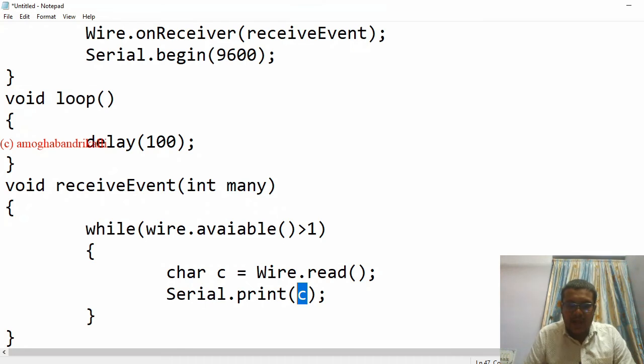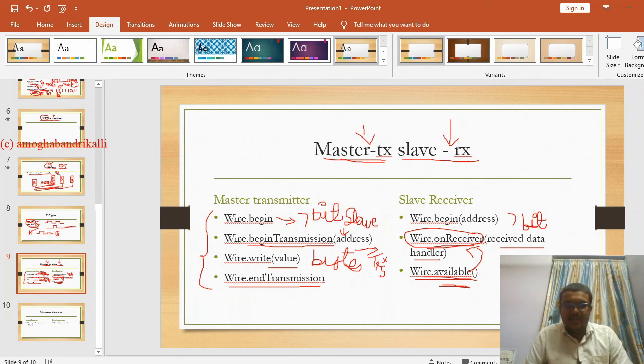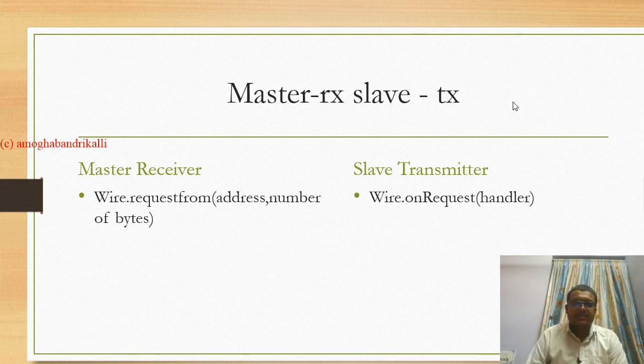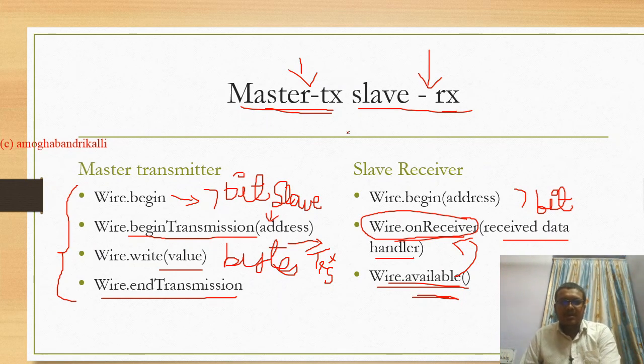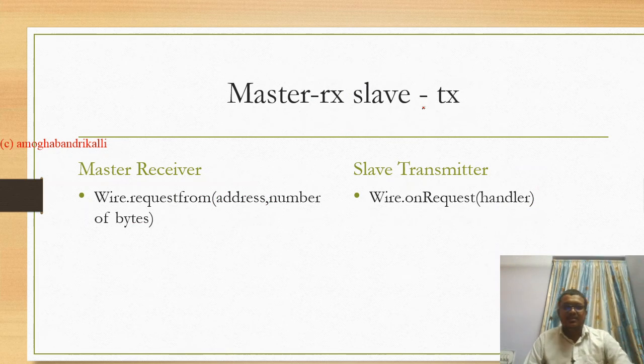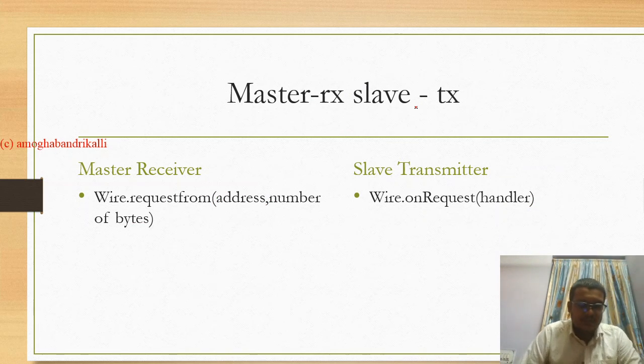So this is for having the master as a transmitter and the slave as a receiver. Here comes the reverse operation of it. The master requests data from a slave. This is another type of scenario. Whenever you connect some sensors to the slaves, the master will be waiting to get the information from the slaves.